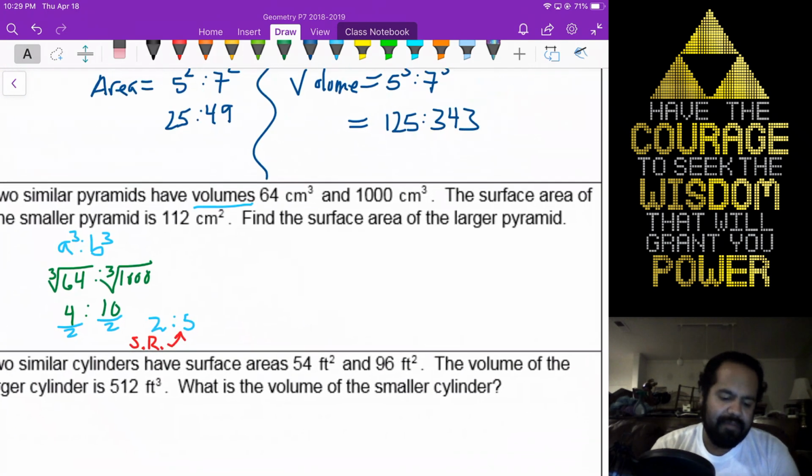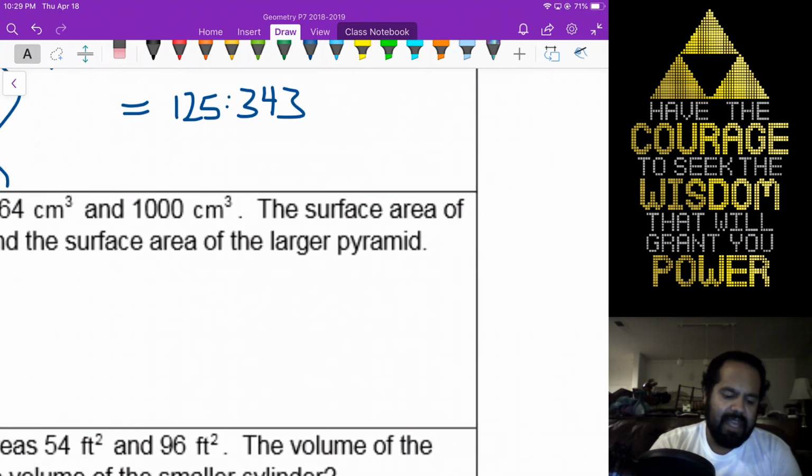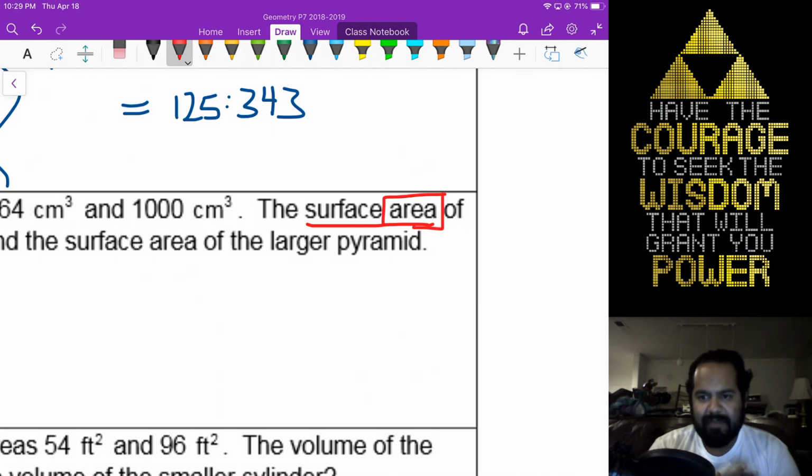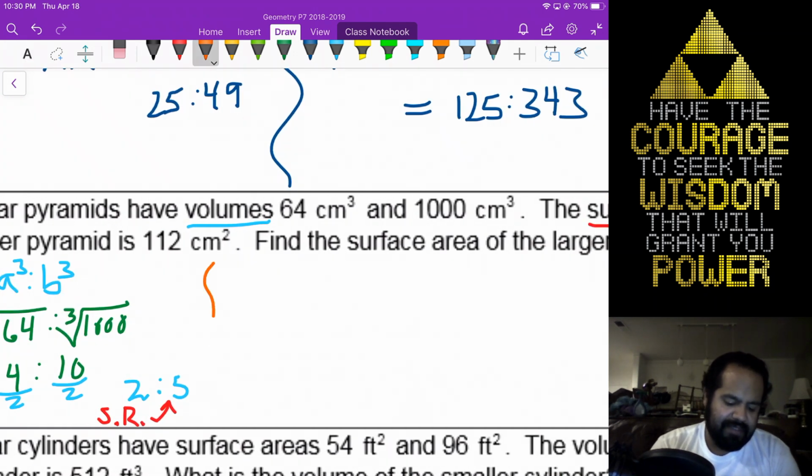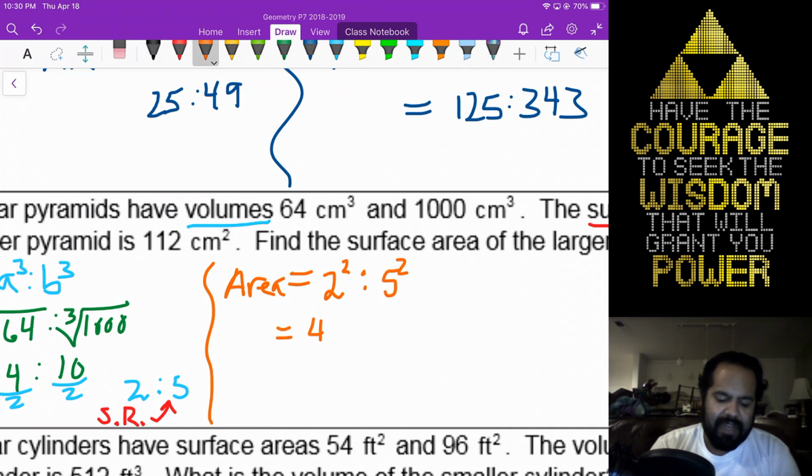You're then going to read the rest of the problem and see that they're saying, oh, the surface area. Well, the key word you're looking for is area, so that means you need the area ratio. Well, your area ratio is A squared to B squared. So your area is going to be 2 squared to 5 squared. So you're going to have 4 to 25.